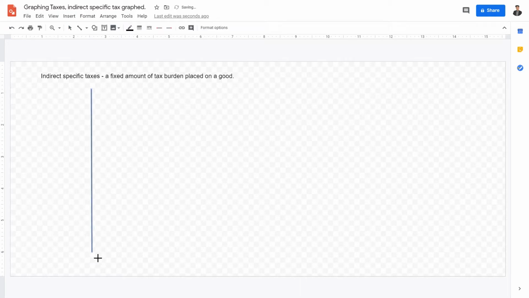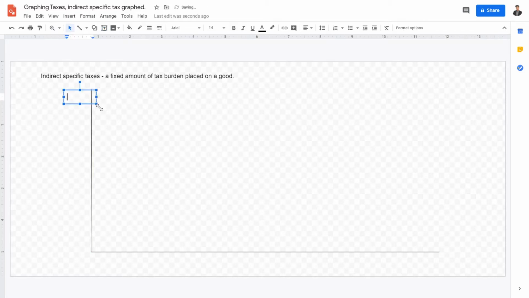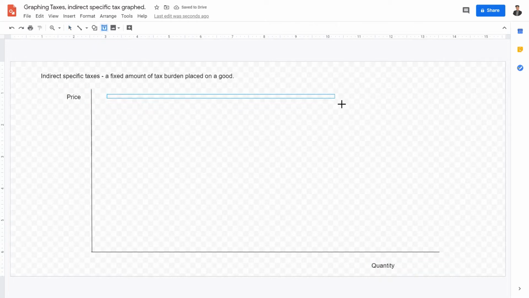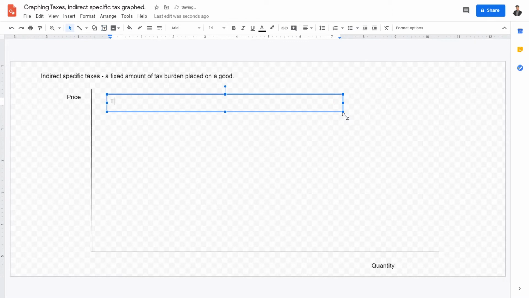So like any other graph, we first start off with the demand and supply axes. Of course, the y-axis is going to be the price. So we go to price. And the x-axis, we're going to put the quantity. And for this title, we're going to title this taxes graphed. Okay, quite straightforward.